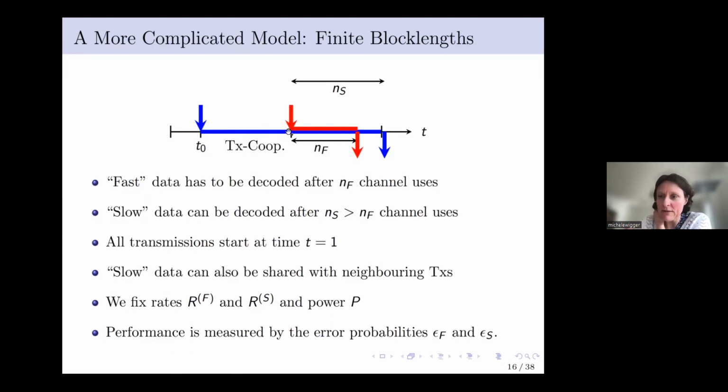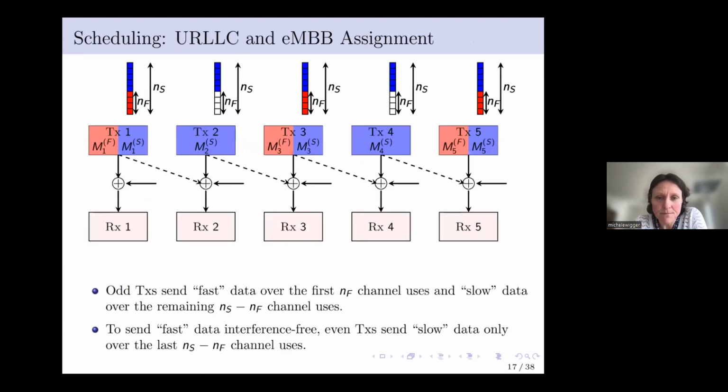And then when we communicate over the channel, we have an additional fast message that we have to encode, which needs to be decoded earlier, after NF channel uses. And we're going to fix the rates and the power. And here, because we're in finite block length, we come back from the infinite block length where we can talk about capacity. Now we talk about the error probabilities because we want to analyze the finite block length performance.